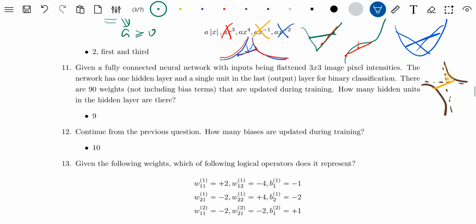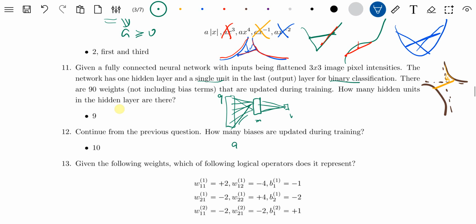Next one here is the neural network one. So you have an image. The input layer has 9 units, and I don't know what the hidden layer is. Let's call it M. And then the output layer is 1 unit because it's binary classification. So it's fully connected. Everything is connected to everything.